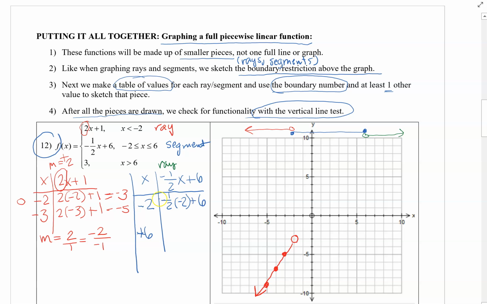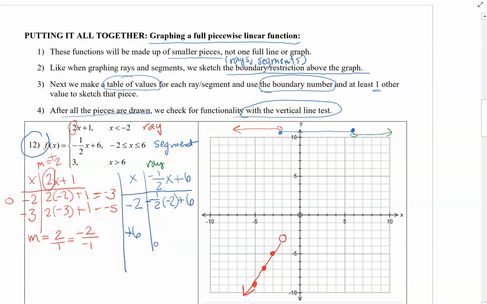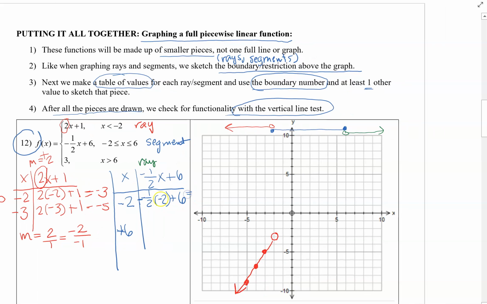So when I do -1/2 times -2, it's going to turn positive, and it's actually going to become 1 because 2 divided by 2 is 1, plus 6 is 7. And then I'll do negative 1/2 times positive 6. I'll write it as 6 over 1 though, plus 6. Maybe I should have done that here too. Just helps us multiply those fractions together a little easier.